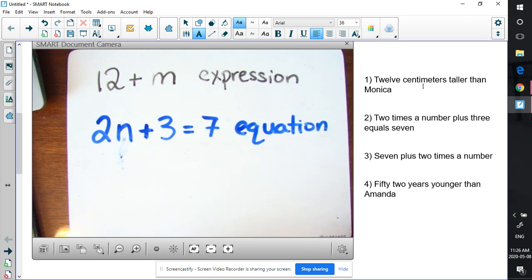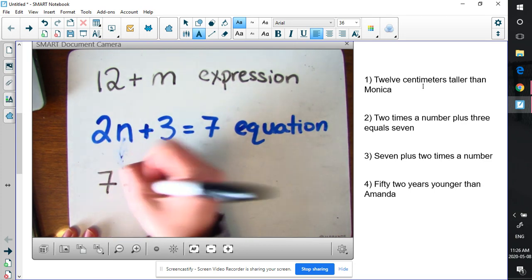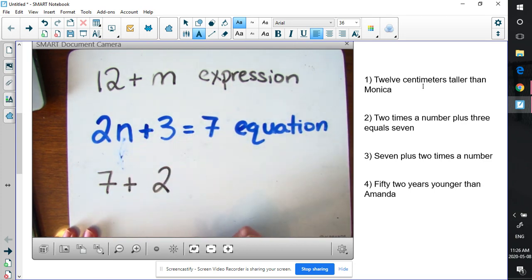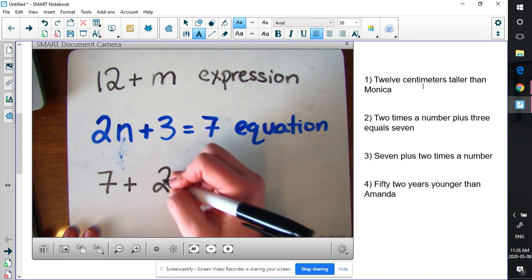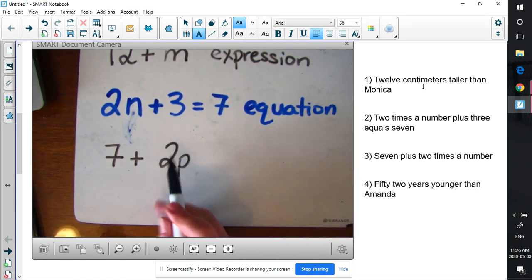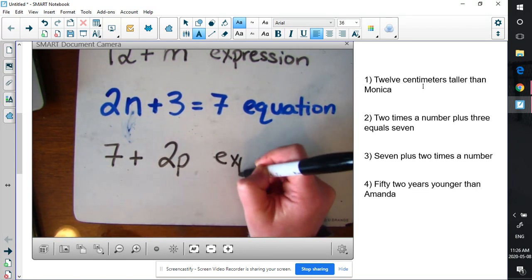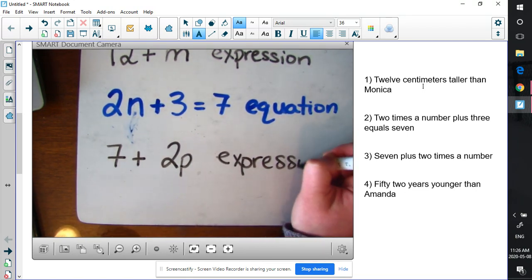Next one. 7 plus 2 times a number. So 7 plus 2 times a number. Now I don't know what that number is, so I'm going to use a variable. I'm going to use p. You can use any variable you want, and that's it. I don't need to put the times because remember, whenever there's a number beside a variable, that means times already. Since there is no equal sign, this is an expression.